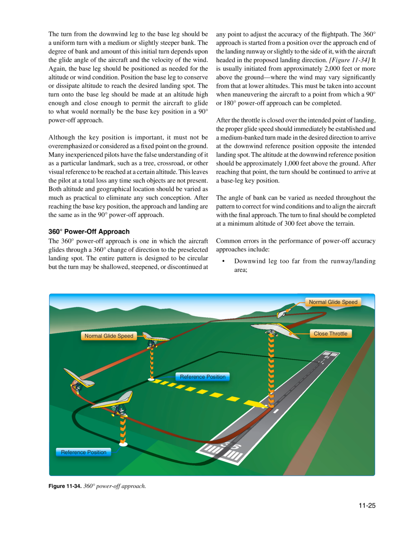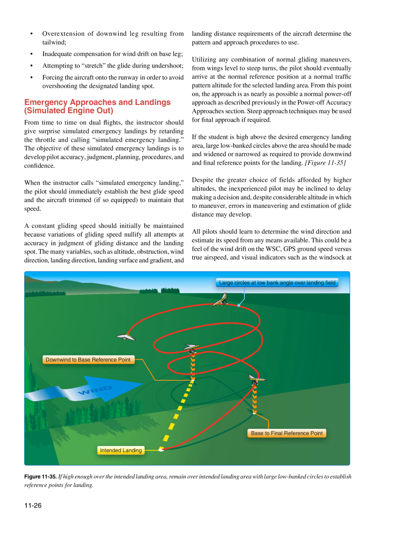Common errors in the performance of power-off accuracy approaches include: downwind leg too far from the runway/landing area, overextension of downwind leg resulting from tailwind, inadequate compensation for wind drift on base leg, attempting to stretch the glide during undershoot, and forcing the aircraft onto the runway in order to avoid overshooting the designated landing spot.